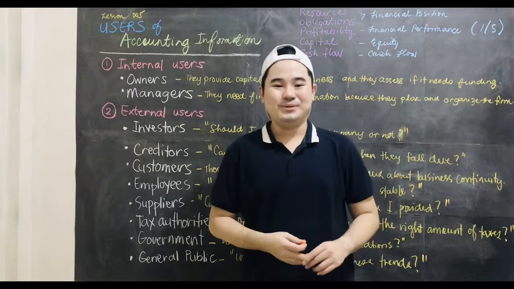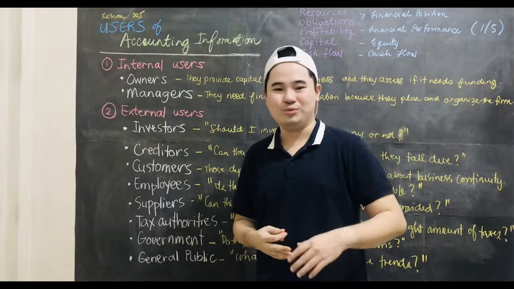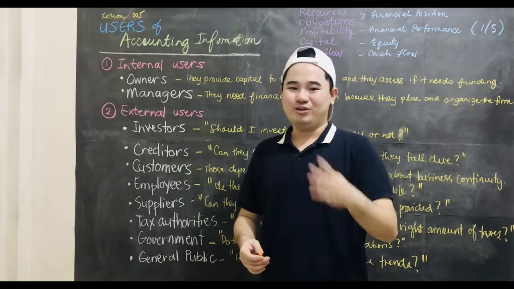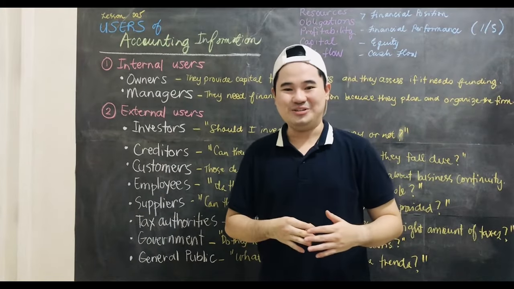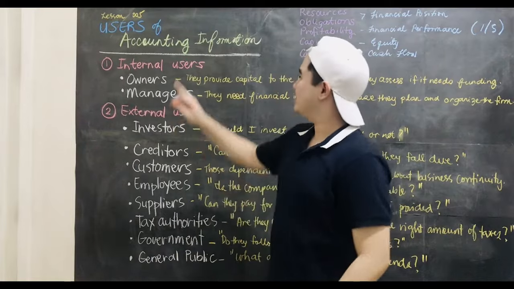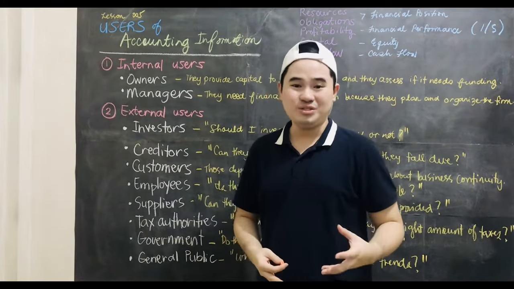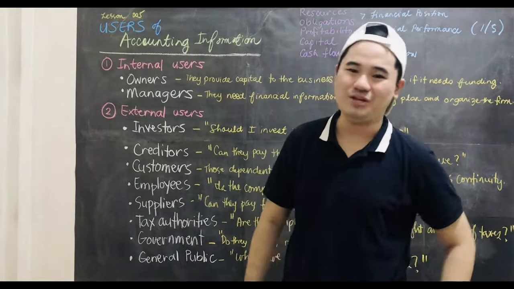Hello. In the last lesson, we discussed the different branches of accounting. So, we have financial accounting, management accounting, cost accounting, government accounting, auditing, tax accounting, accounting education, and accounting research. Now, we will be discussing the different users of accounting information. What information can be generated in accounting, and who are the users of this information?